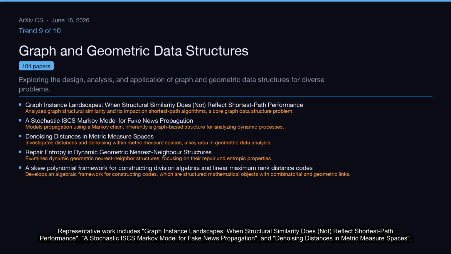Representative work includes graph instance landscapes, when structural similarity does not reflect shortest path performance, a stochastic ISCS Markov model for fake news propagation, and denoising distances in metric measure spaces.